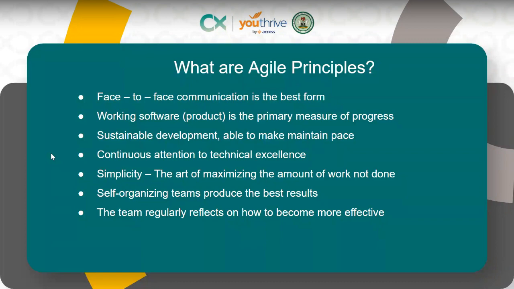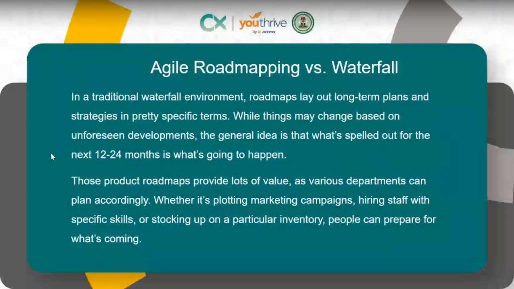So what's the difference between Agile roadmapping versus waterfall? I wrote here that in a traditional waterfall environment, roadmaps lay out long-term plans and strategies in pretty specific terms. While things may change based on unforeseen developments, the general idea is that what's spelled out for the next 12 to 24 months is what's going to happen. That's waterfall for you, right? For those 12 or 24 months is what everybody will do.